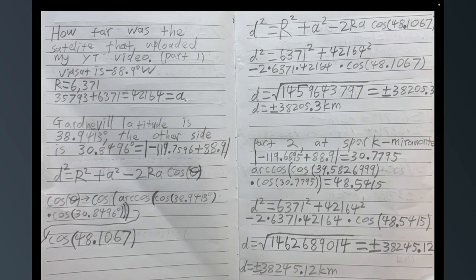Gardnerville's latitude is about 38.9413, and the other one is about 11.975696, and that's a negative number. So the absolute value of the satellite one and this one, the difference is about 30.8496 degrees. And remember the law of cosines? Here.